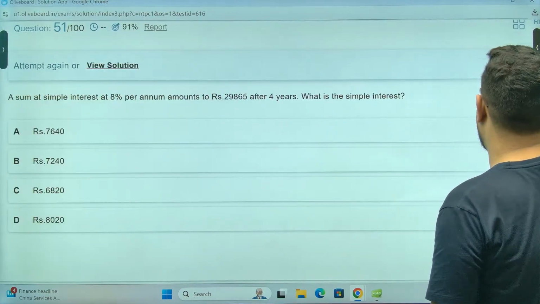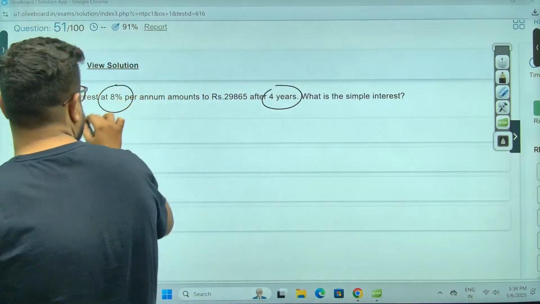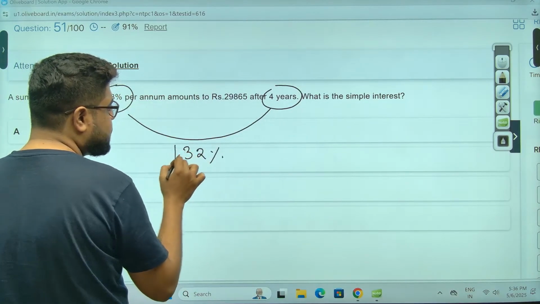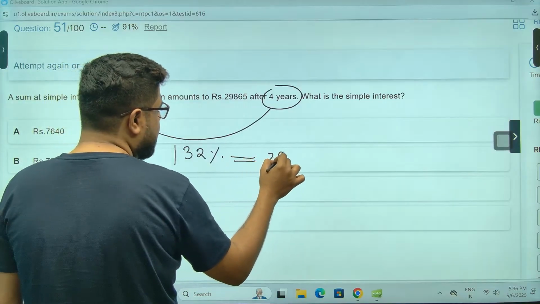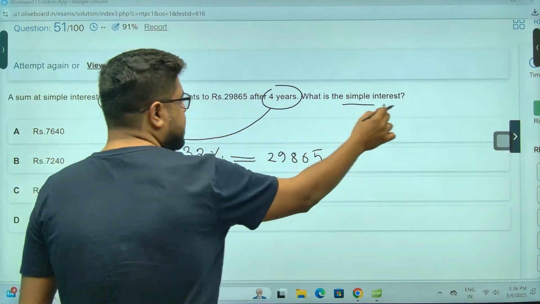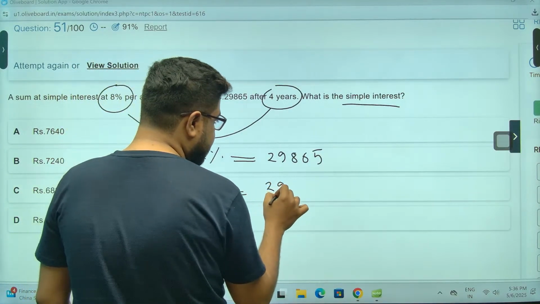Simple interest at 8% per annum, 4 years, became this much. Sir, interest is 8 fours are 32%. That means 132% is equal to 29865. So they're asking how much is the simple interest. That means, sir, what is the value of 32%?